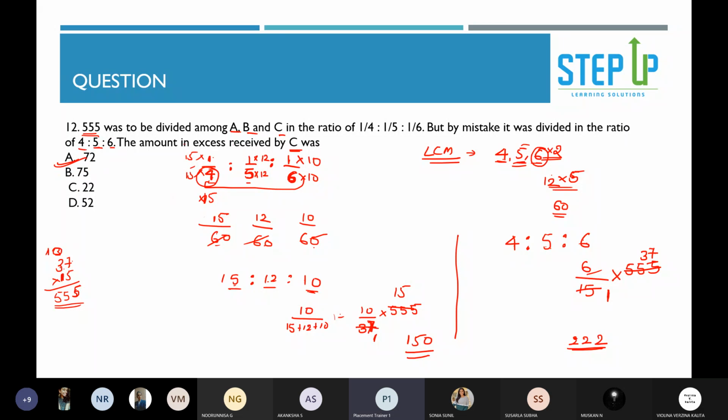Okay. Got it? Actually, by mistake. Fair enough? So the reason why I took this question is to explain to you 1 by 4, 1 by 5, 1 by 6. Fair enough, people? Got it? Yes, ma'am.